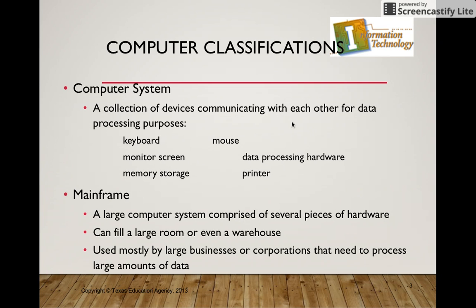Different classifications of a computer include a mainframe, and a mainframe is a large computer system comprised of several pieces of hardware, and it can fill a large room or even a warehouse. It's used mostly by large businesses or corporations that need to process large amounts of data. In most big tech corporations, the whole basement will be filled with different pieces of hardware that are part of the mainframe. It's really housing all of the memory and all of the storage, and that's why they need such big spaces.